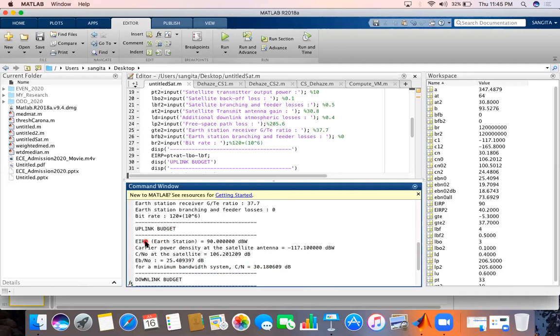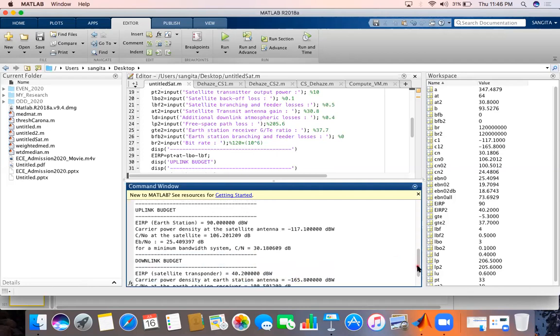Uplink budget: EIRP, the effective isotropic radiated power of the earth station, is 90 dB. Carrier power density at the satellite antenna is minus 117.1 dB. Carrier to noise ratio at the satellite is equal to 106.201209 dB. Eb by N0, the ratio corresponding to the bit rate, is 25.409397 dB for a minimum bandwidth system. The carrier to noise ratio is 30.180609 dB.